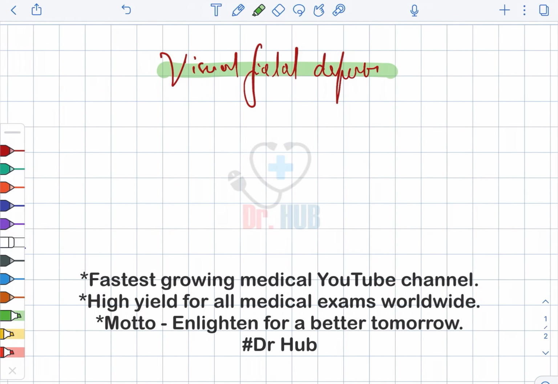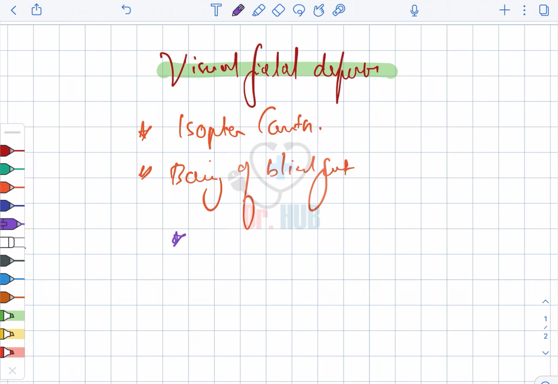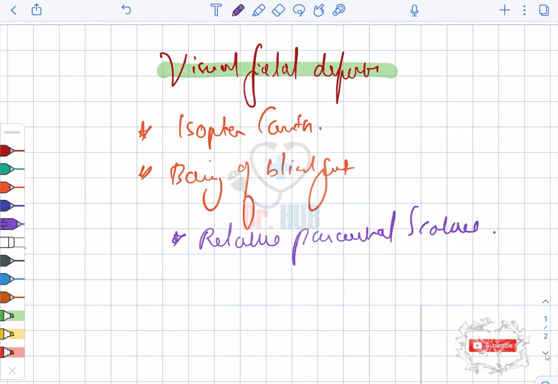Visual field defects. So here we are looking at the various types. It includes the isopter contraction. Then it also includes the baring of blind spot. Next, there is the relative paracentral scotoma. So this, if you see, is the earliest clinically significant.